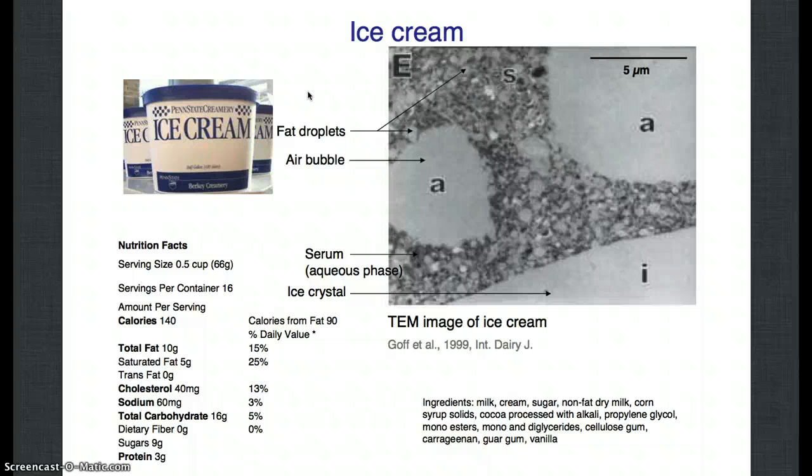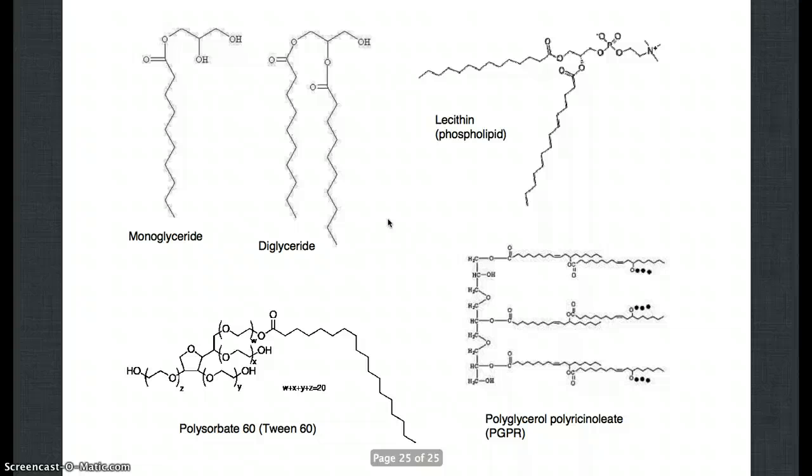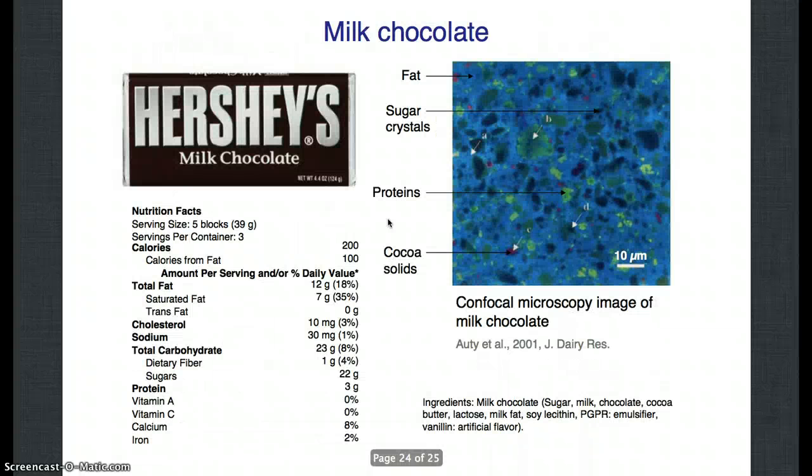I'm moving on now. We also have Hershey's milk chocolate. Shout out to Pennsylvania. Zoomed in, it has sugar crystals, proteins, cocoa solids, and fat as the continuous phase. I'm moving on. If you need more time, please pause the video. Oh, actually, that looks like it is our last example.